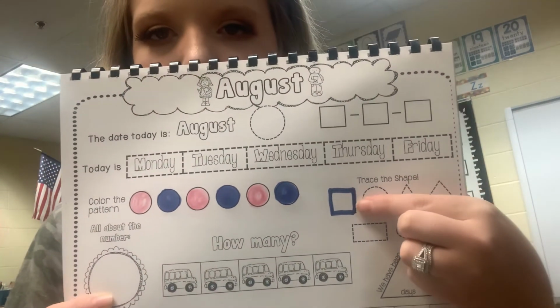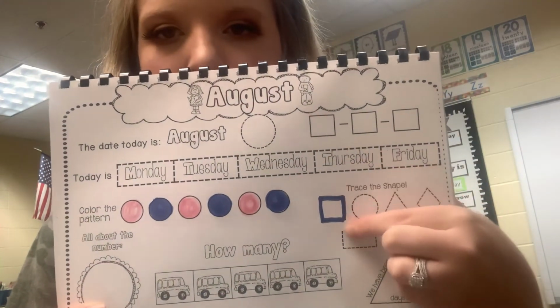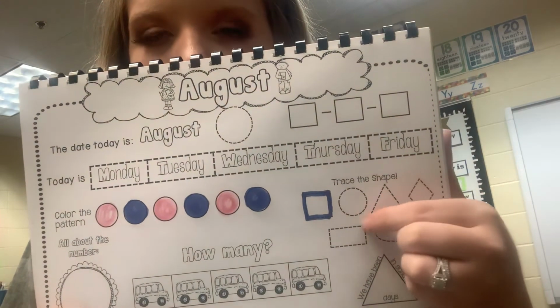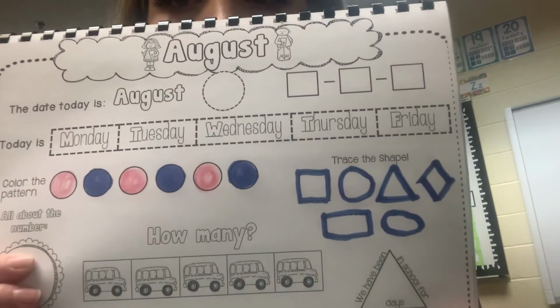Do you see how I drew on top of the circle? On top of the square, where my dotted lines were? I'm gonna trace them. So go ahead and start tracing your shapes. And we'll talk later about what all these shapes are. There's a bunch of different shapes there. But right now, I just want you to trace it. That means you're gonna color on top of the lines like that.